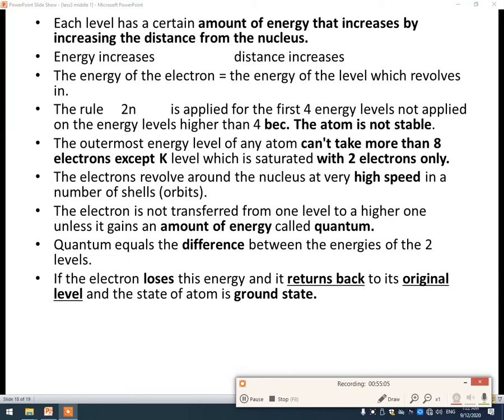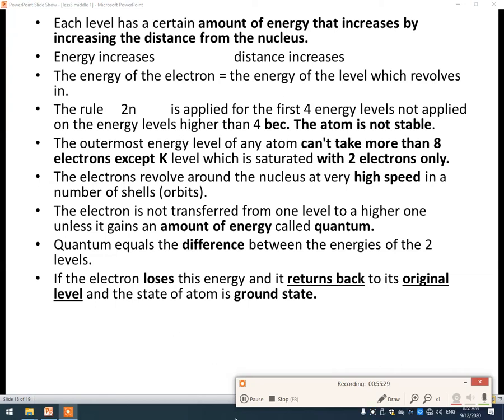If the electron loses this energy, it returns back to the original level, and this state of the atom is the ground state, the state of its beginning.